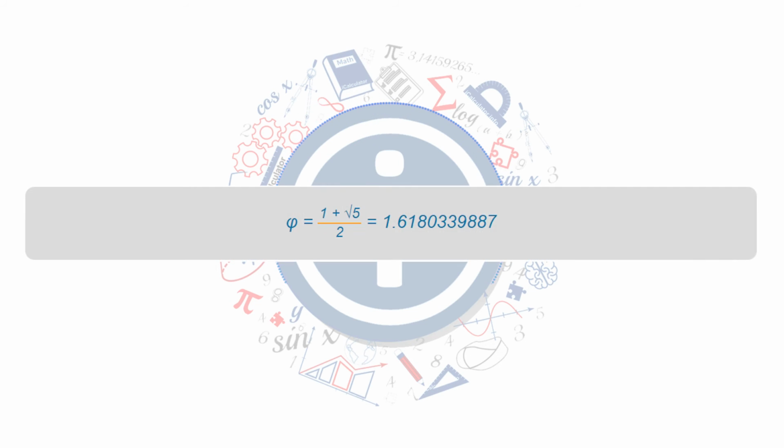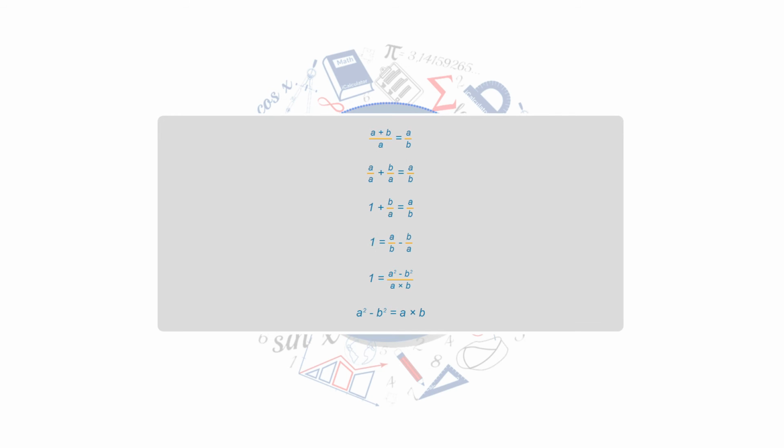The golden ratio is a constant number, whose value is as shown on screen. Since the square root of 5 is irrational, the digits after the decimal point continue on forever without repeating. Let's use the properties of fractions to find a possible relationship between the numbers a and b involved in a golden ratio. Thus, we can write the following.